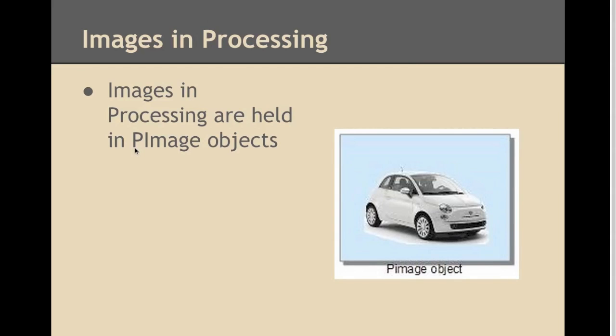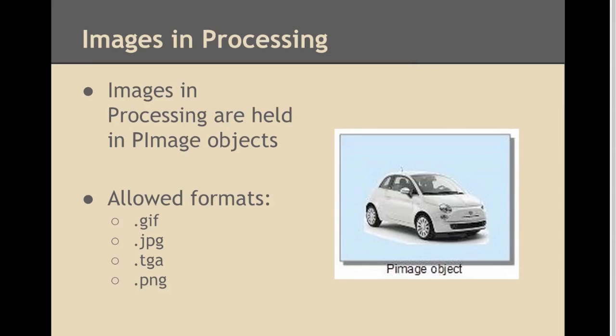Notice that the P and I are capitalized and the rest is lowercase. This PImage object contains the picture that we want to display in our program. There are several different file formats that we can use: GIFs, JPEGs, TGAs, or PNGs. Those are the file formats that we can use. All right.